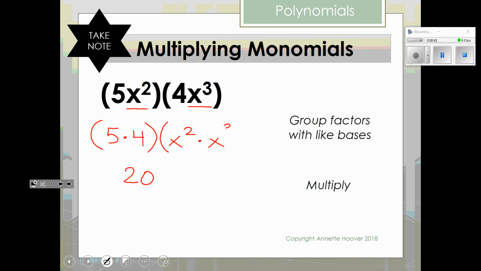And we have learned that when we are multiplying bases with exponents, this would be x times x, 2 plus 3. We have learned that we just add the exponents. So this would be 20x to the 5th.